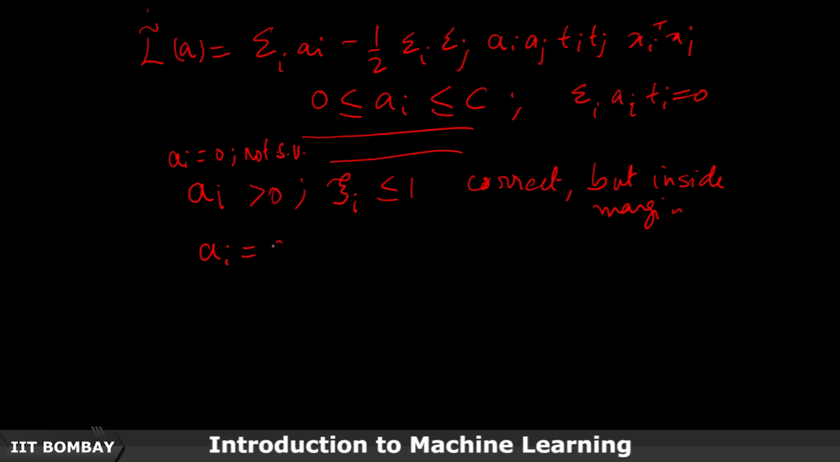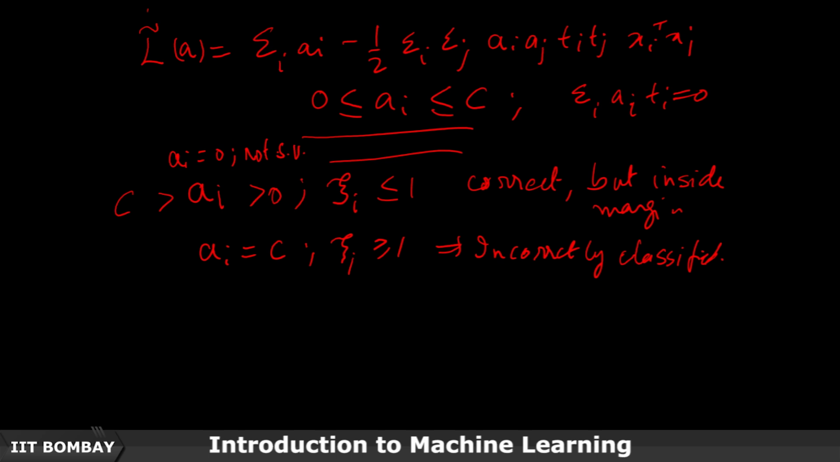Whenever ai is equal to C and xi I is greater than or equal to 1, that means these are going to be the incorrectly classified points, or misclassified points. And here it is going to be ai is less than C. So these are the three different types of points that are defined by this dual form of the SVM.